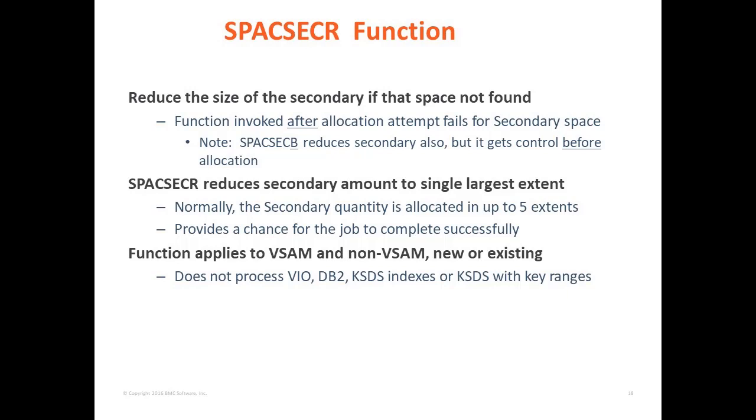SPACSECR will reduce the secondary amount of the single largest extent, which is normally allocated in up to 5 extents. There are limitations to SPACSECR as it does not process DB2, KSDS indexes, or KSDS with key ranges, mostly because of the way those data set types work in the access methods.